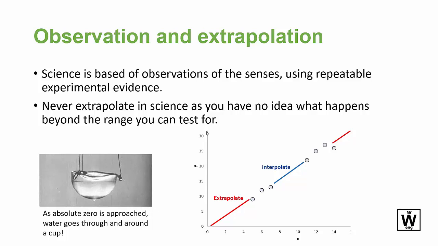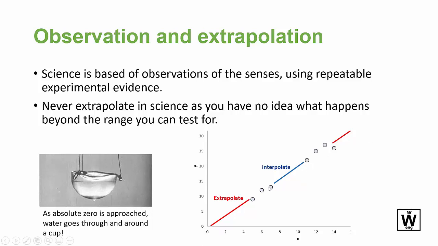You can see from chemistry that when you extrapolate, we've never got to 0 degrees Celsius. Even when you get close to zero, and that's not extrapolating, because we get close to it, you can see water go straight through a cup. Water just climbs up and goes over a cup. So you can see some pretty crazy things happen when you go to the extreme ends.